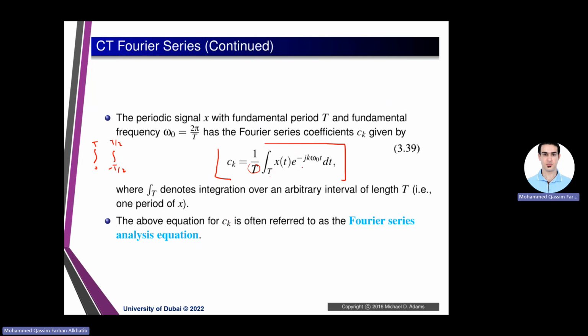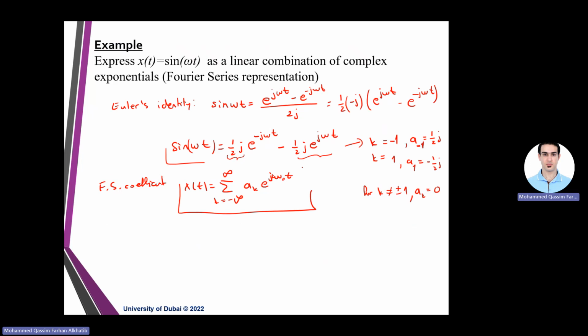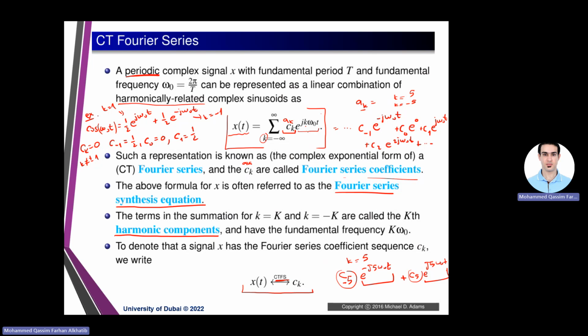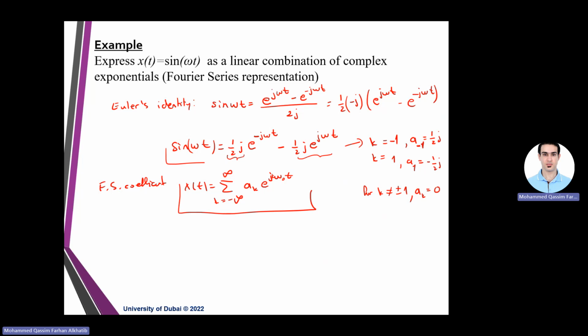For some examples, actually, you don't have to use this expression. For example, here, express x of t equals sine omega t as a Fourier series, like find their coefficients. So when the question is to express it in the complex Fourier series form, your duty is to find the coefficients ck, because this is the expression here. As I mentioned, those are given. This is the summation. Your task is to find these coefficients. So we'll go back to the question.